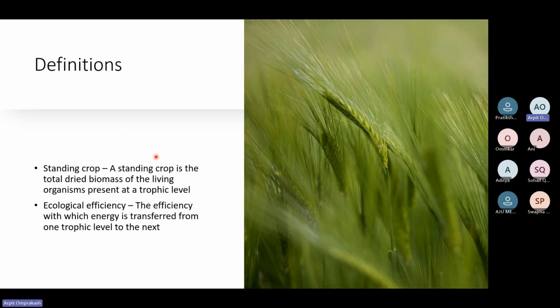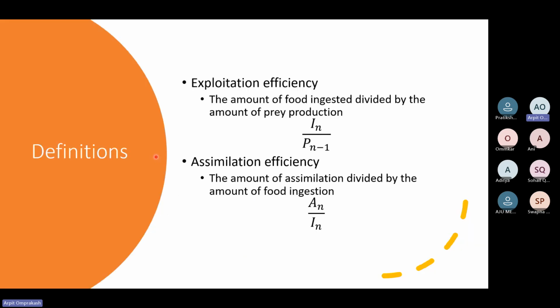Right. Then we talked about a few more definitions, such as a standing crop. What does a standing crop mean? The total dried biomass of the living organisms at a trophic level. And we talked about ecological efficiency, so the efficiency with which energy is transferred from one trophic level to the next. We talked about exploitation efficiency, which is basically the amount of food ingested divided by the amount of production, and assimilation efficiency, which is the amount of assimilation divided by the amount of food ingested.